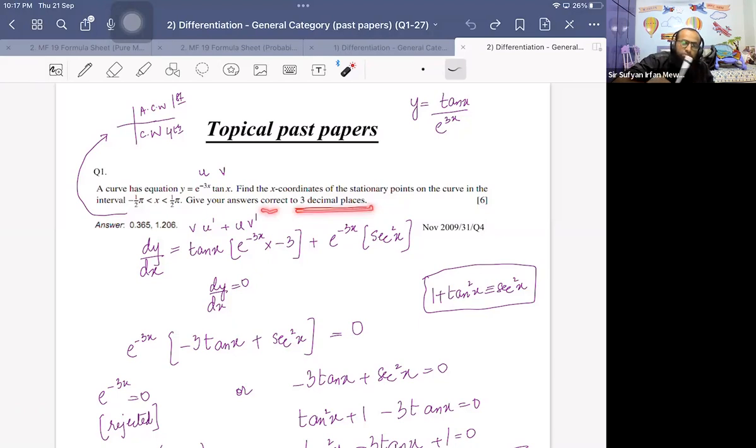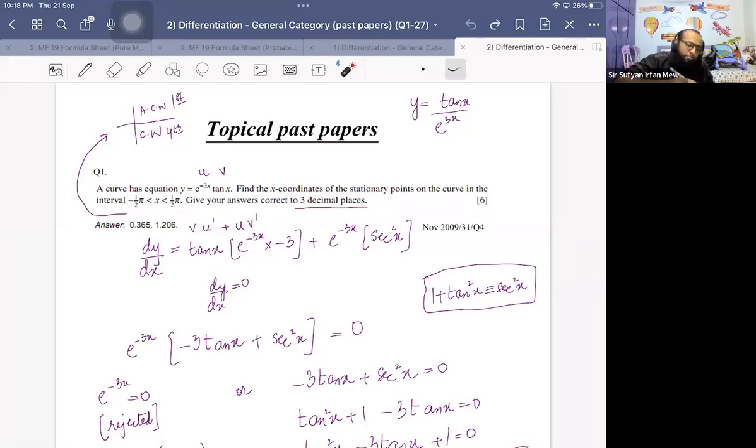Now, when the accuracy is not specified, then whether it is non-angles or whether it is angle in radians, we have to give answers in 3 significant figures. If it is angle in degrees, then we have to give answer correct to 1 decimal place. Unless otherwise stated, this means if there's a certain instruction given by the examiner, we need to follow that.